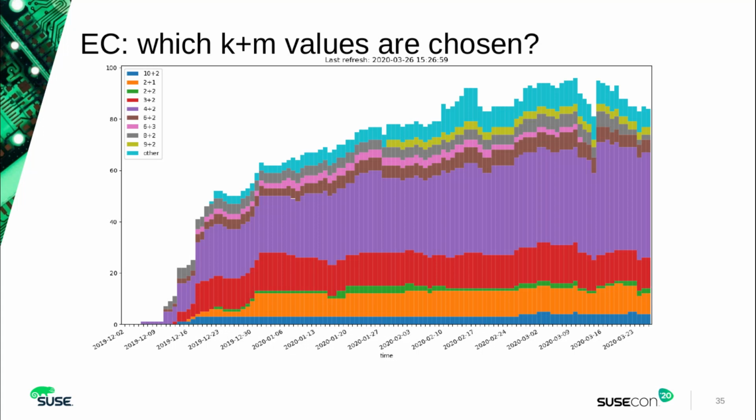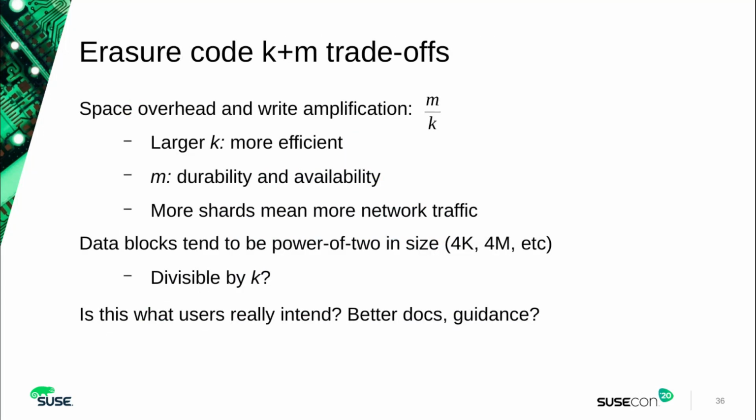Yes, I'm talking about the 2+1 and also those where k is not a power of 2. To just refresh this really quickly, erasure coding K+M means we divide the incoming data into k data chunks, compute an additional m parity chunks for availability and redundancy, and so that means that those additional m chunks are the overhead. We end up with a write amplification of m divided by k.